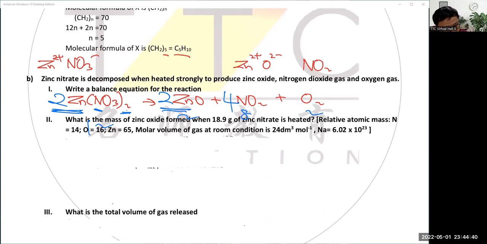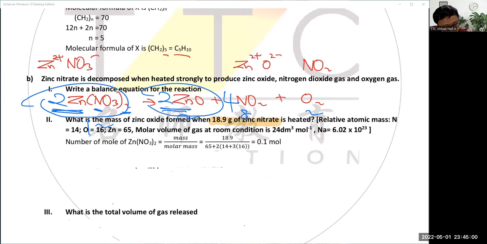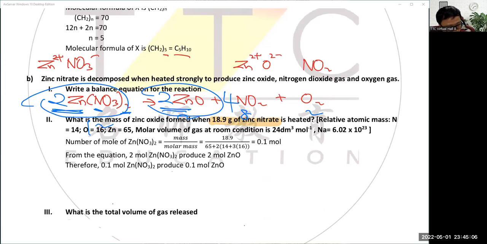What is the mass when 18.9 gram of zinc nitrate is heated? So first I use mass over molar mass to find the moles. I get 0.1 mole. Then I want to find the mass of zinc oxide. So you look at the relationship of 2 mole produces 2 mole. From the equation, 2 mole of zinc nitrate produces 2 mole of zinc oxide. Therefore, 0.1 mole produces 0.1 mole of zinc oxide.